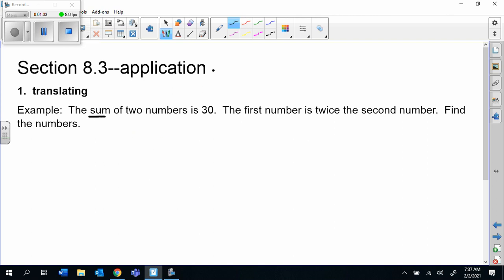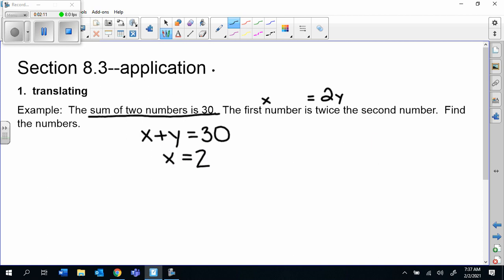It says here the sum of two numbers is 30. So just recall that is our equal sign. So we're just going to write x plus y equals 30. The first number, so let's just say that's x. Let's just assign that value to x. Is twice. When we see twice, we multiply the second number. Well, if the first number is x, the second number has to be y. So you can kind of see that second sentence almost writes itself. So there's our two equations.